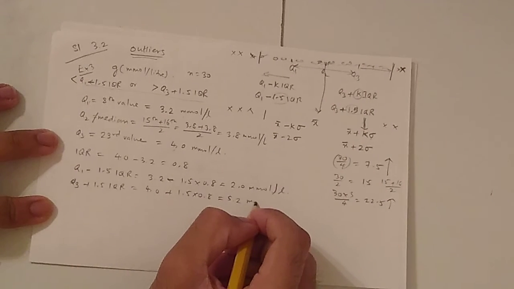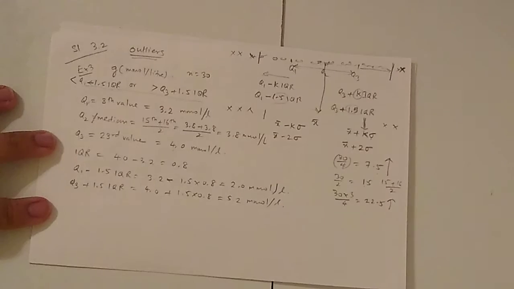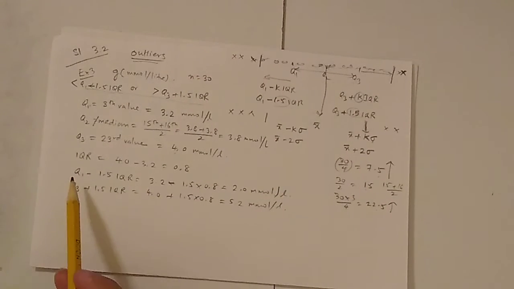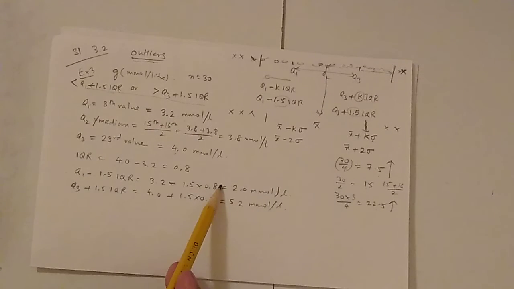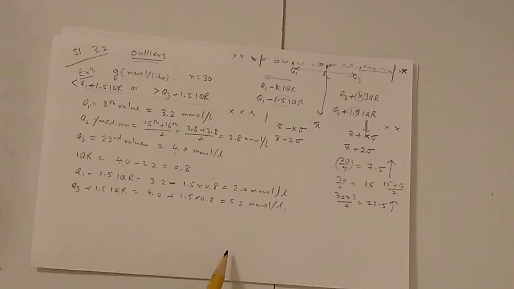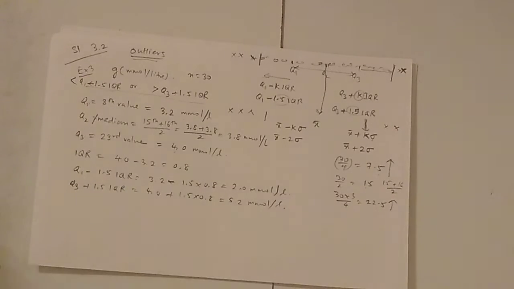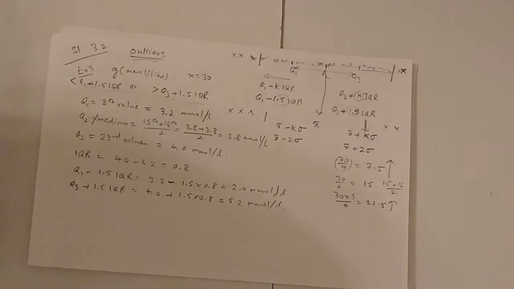5.2 millimole per liter. In other words, anything that is below this or above this is going to be considered an outlier. So anything less than 2.0 would be considered an outlier, an extreme value, or anything greater than 5.2 would be considered an outlier or an extreme value.